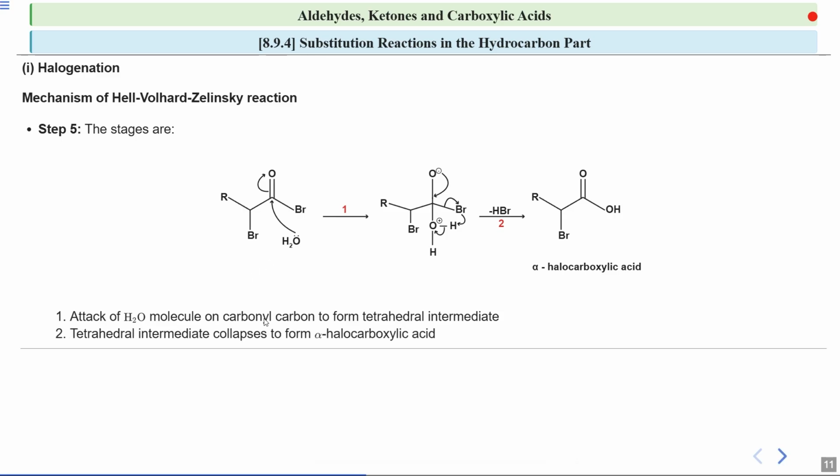Finally, step 2: this tetrahedral intermediate collapses, which leads to the formation of alpha halocarboxylic acid. So this is the final product of the reaction, where you see a halogen atom is attached to the alpha carbon. This step completes the transformation and finally we get the product, that is alpha halocarboxylic acid. So this is the final step of the mechanism of the Hell-Volhard-Zelinsky reaction. I hope the reaction is clear to you. Step by step, we proceeded from the reactant to the product.